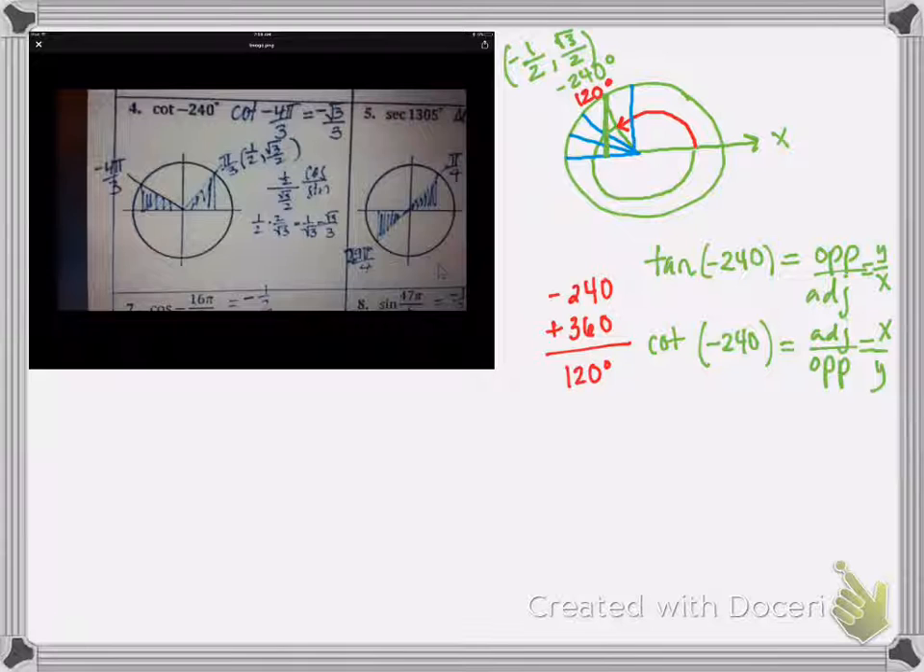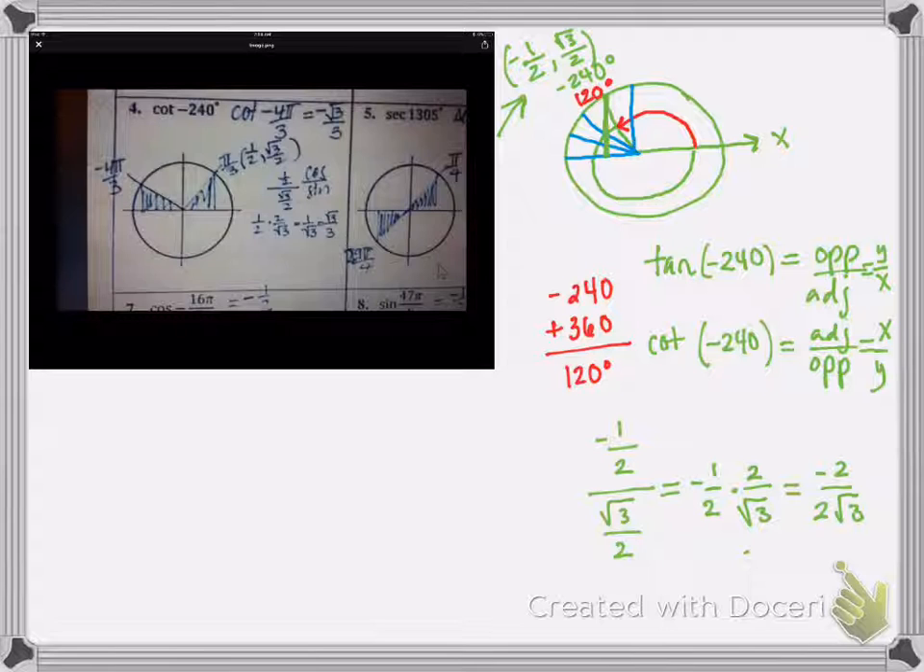So when we say x over y, we're looking at the coordinates themselves, which we wrote up here. So we're going to take the x value, which is negative 1/2, and we're going to divide it by the y value, which is square root of 3 over 2. Dividing fractions can be tricky, so we change it to a multiplication problem. So negative 1/2 times the reciprocal, which would be 2 over the square root of 3. When we multiply those together, we get negative 2 divided by 2 times the square root of 3.